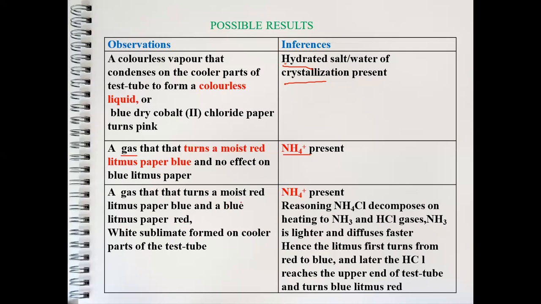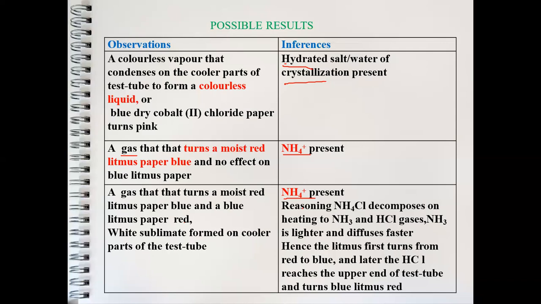So a gas that turns moist red litmus paper blue, and a white sublimate forms on the cooler part of the test tube: some white solid or powder-like. Those are the sublimates. So know that that is still ammonia, which is a basic gas. Ammonium salt present, ammonium ion.